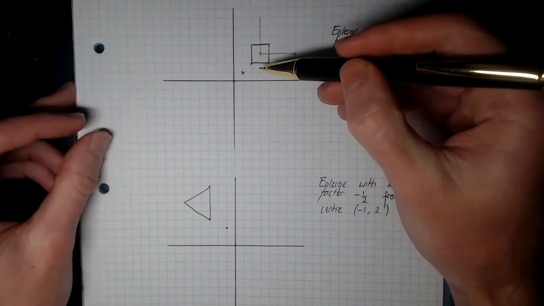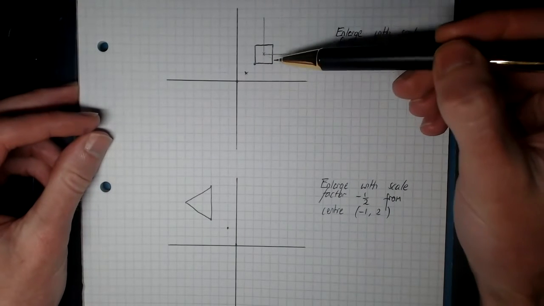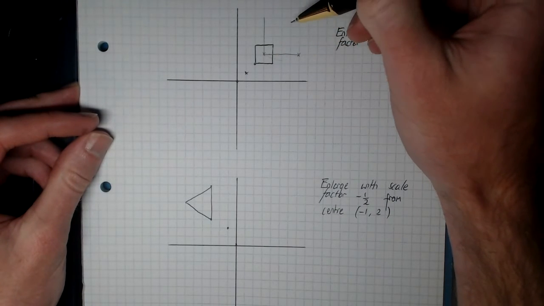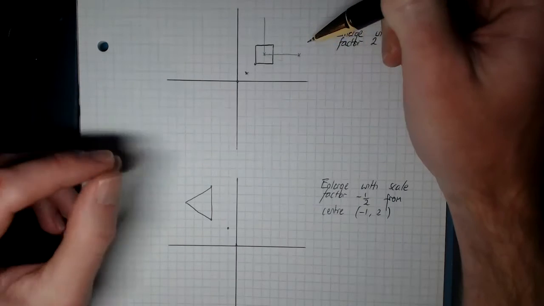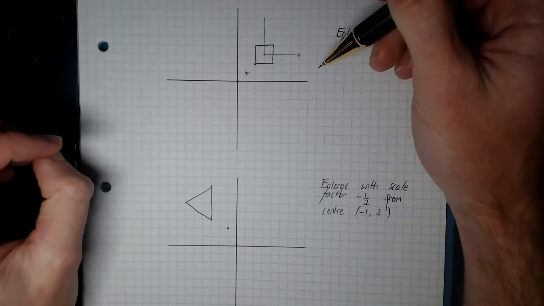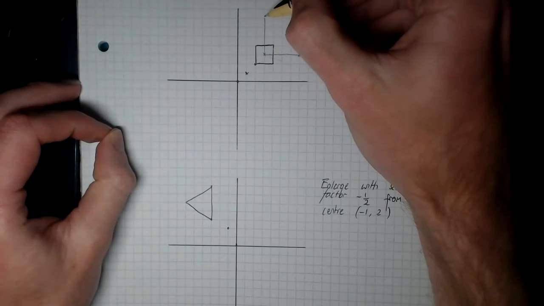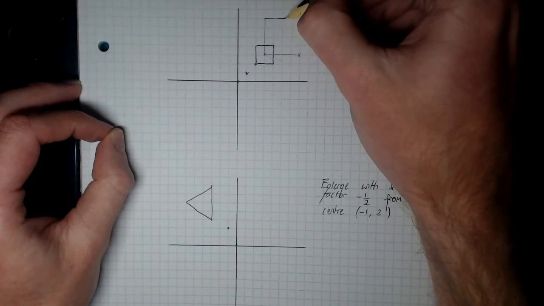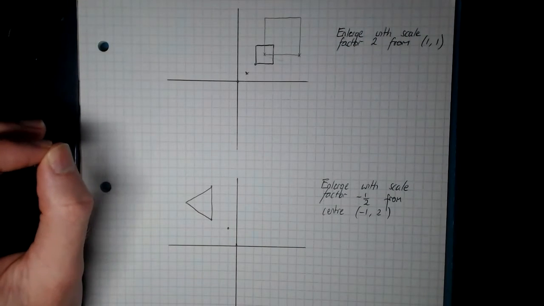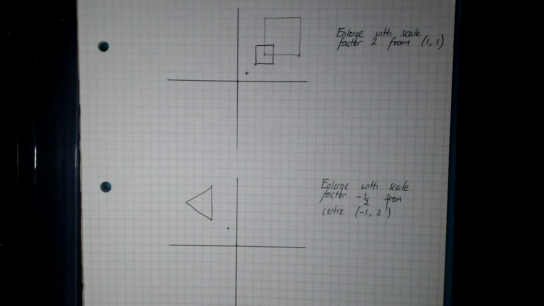Because we know that the shape we started with is a square, the resulting shape is going to be a square. They will be similar shapes. They won't be congruent shapes. Remember, congruent means that they are exactly the same. Similar shapes are shapes which are enlargements of one another. So there's our shape. We've enlarged with a scale factor of 2 from the point 1, 1. Happy days.